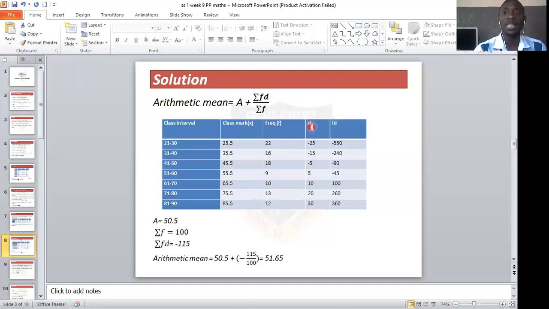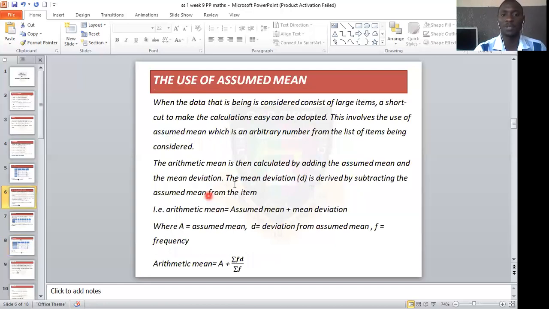That's how to calculate the deviation. That is the item minus the assumed mean. D is gotten by the item minus the assumed mean. Please take note. You can see here from the notes: the deviation is derived by subtracting the assumed mean from the item. Please take note very, very well. So that's how you get your D.